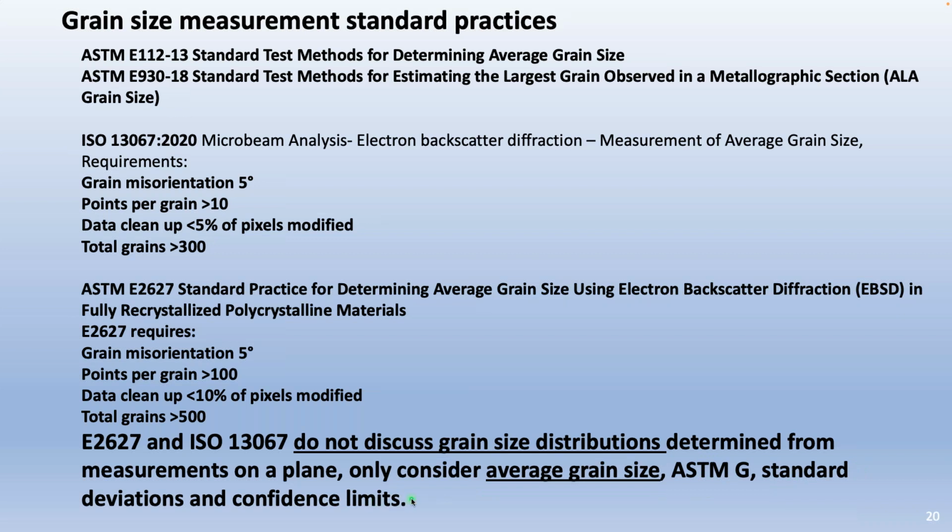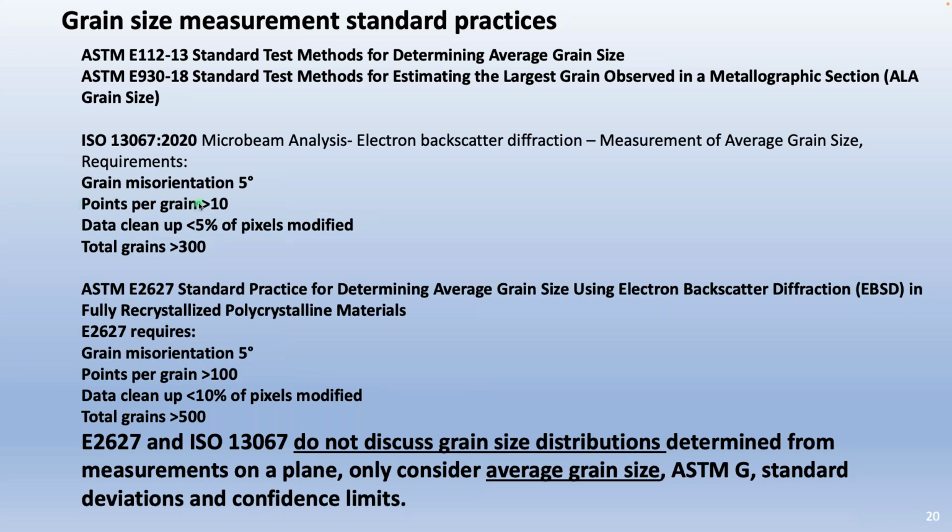They talk about standard deviations and something about confidence limits. The differences between these tend to be somewhat minor, although it makes a difference. For ISO 13067, they ask for a grain misorientation definition of 5 degrees. That's the same for the ASTM. I might argue a little bit that should be higher.